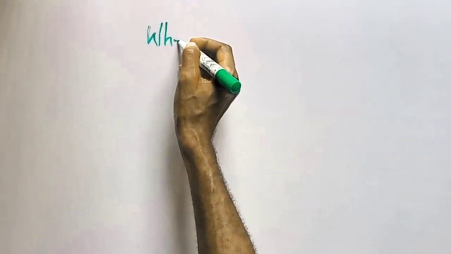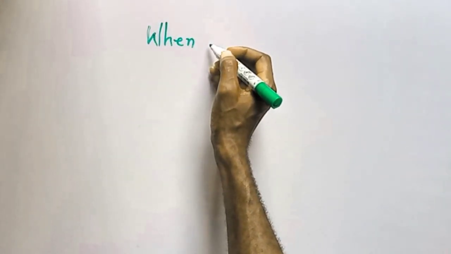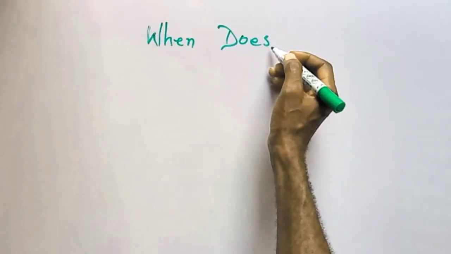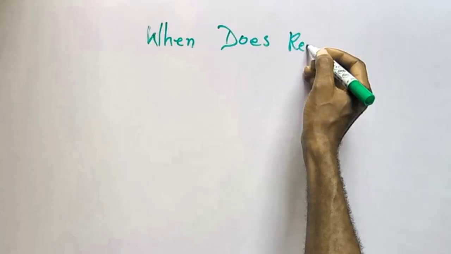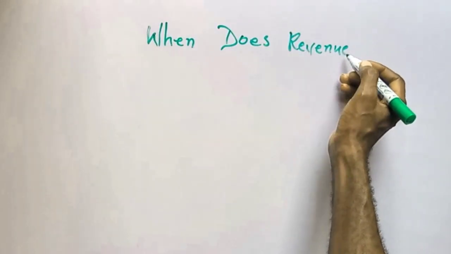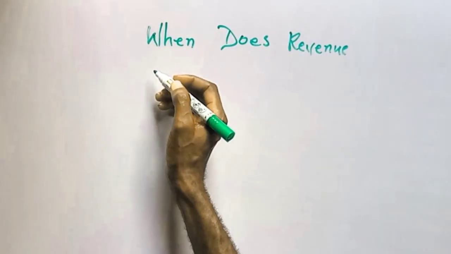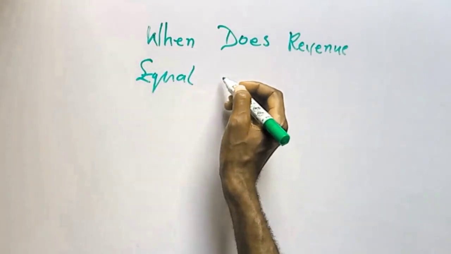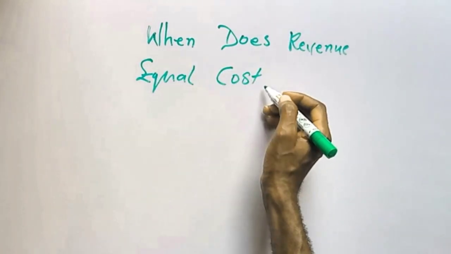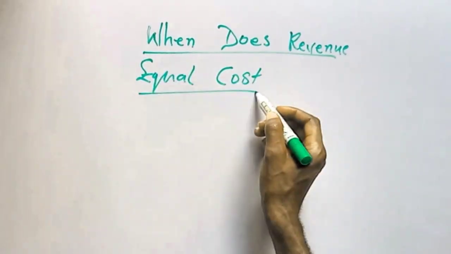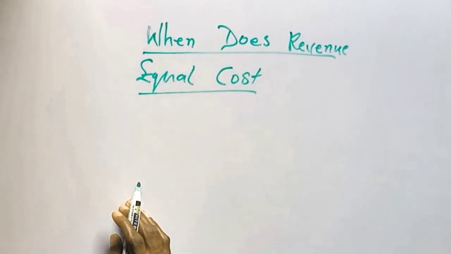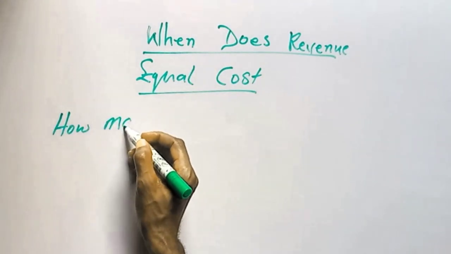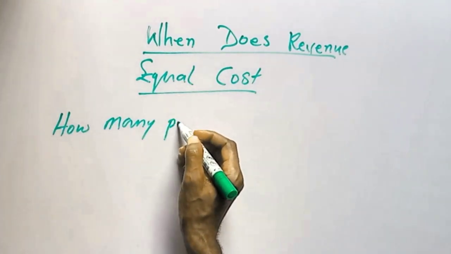Break even is the point where revenue equals cost. Once you cross that point, every additional sale contributes directly to growing your profit and building long-term financial success. Now, when does revenue equal cost? Pay attention here. Say, how many products must you sell before you start making real profits?